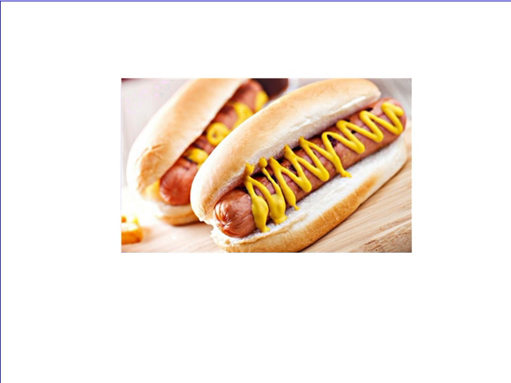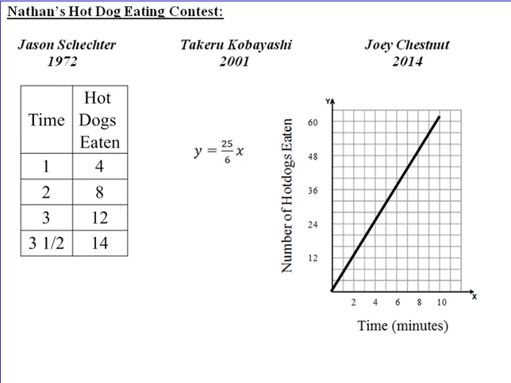That was fun, but now let's take a look at some historical data that deals with Nathan's famous hot dog eating contest. Here I have some different people who have won this contest. Jason Schechter, I think it's pronounced, in 1972 was the first person to do the hot dog eating contest. He went up there, and you can see his progression. In 1 minute, he ate 4 hot dogs, and so on. And he quit after 3.5 minutes, only eating 14 hot dogs. But since he was the first person to ever do it, he holds that record.